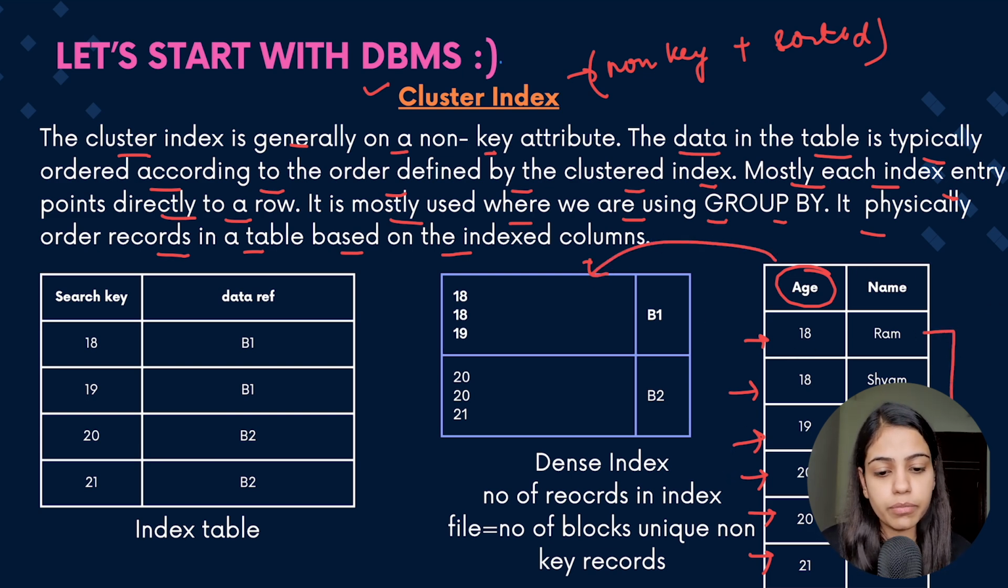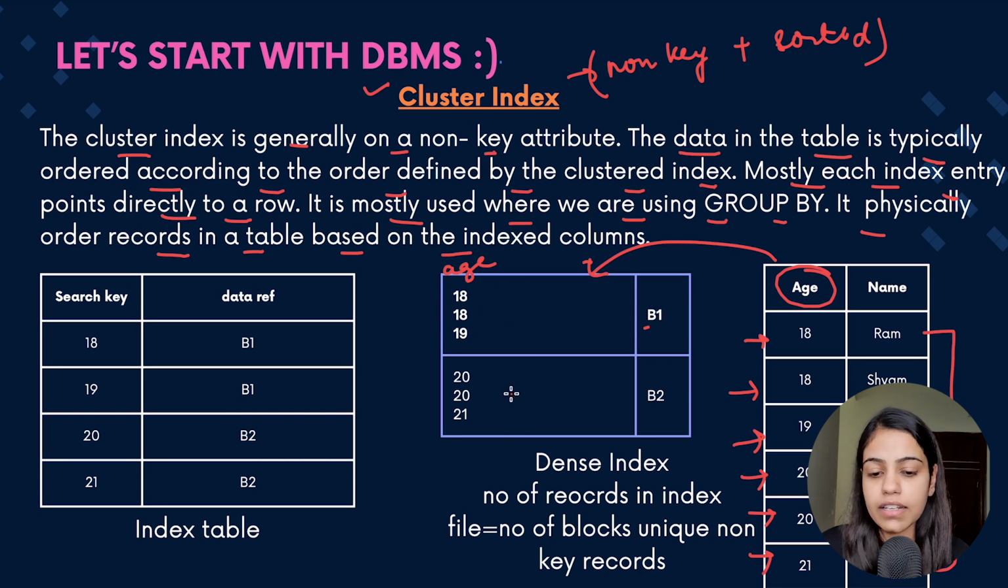So the first 3 records would be present in block B1, and then the next 3 records will be present in block B2. Now here we have provided the age on which we are doing the indexing, which is a non-key attribute. So age here is 18, 18, 19, 20, 20, 21. Now here we'll be doing a dense indexing, because here we can see that the data is sorted but there is a duplicate data as well as it is a non-key attribute.